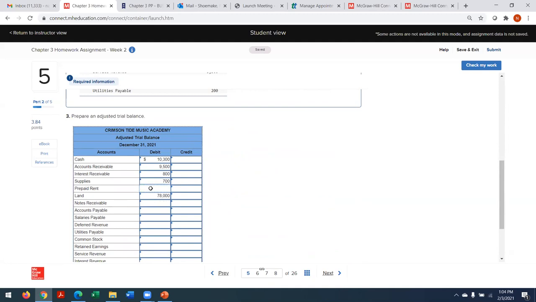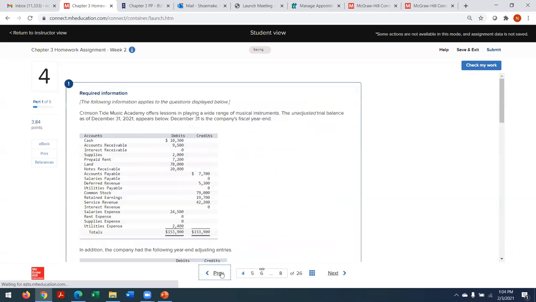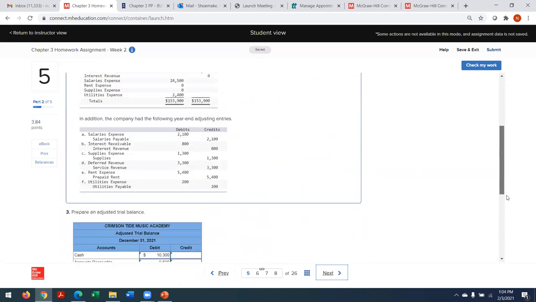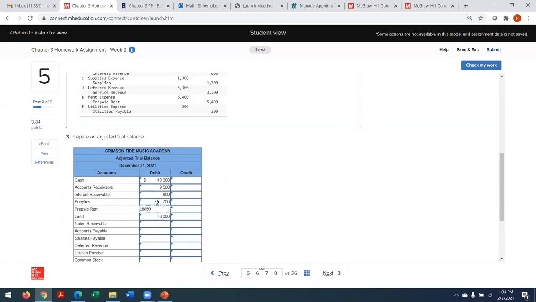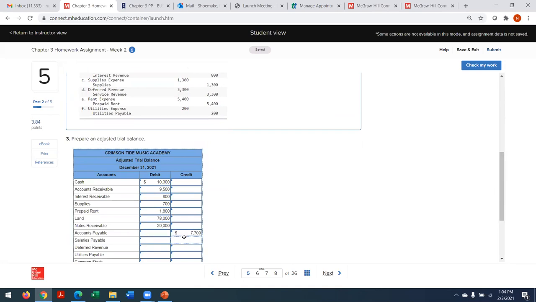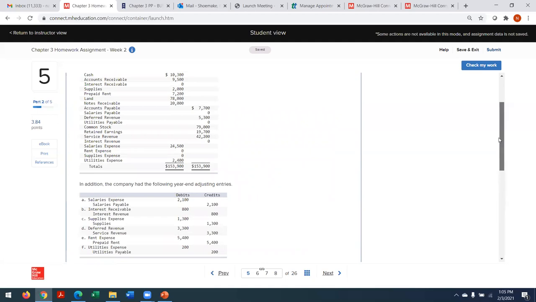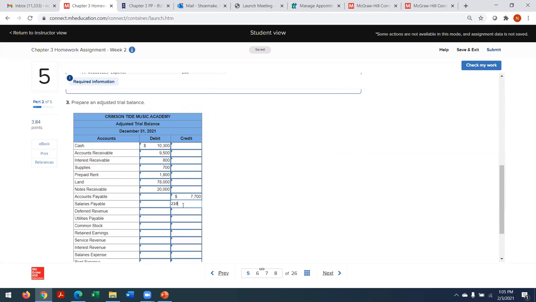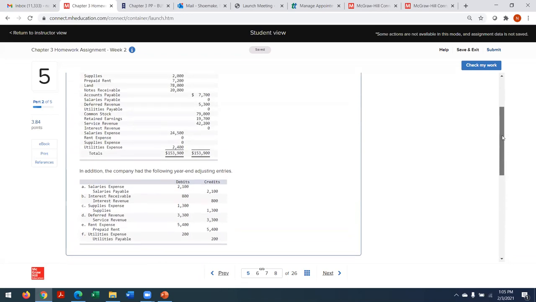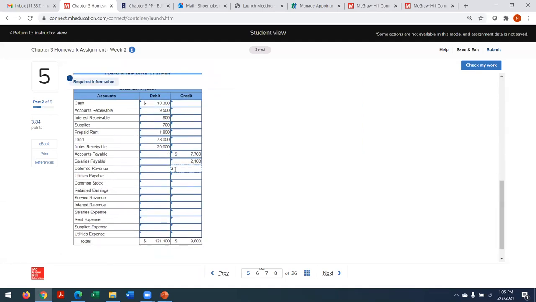What did I say prepaid rent was? I think it was 1,800. Sorry. Notes receivable, 20,000. Accounts payable didn't change, 7,700. Salaries payable did, 2,100. Deferred revenue is 2,000. Utilities payable is 200, I believe.